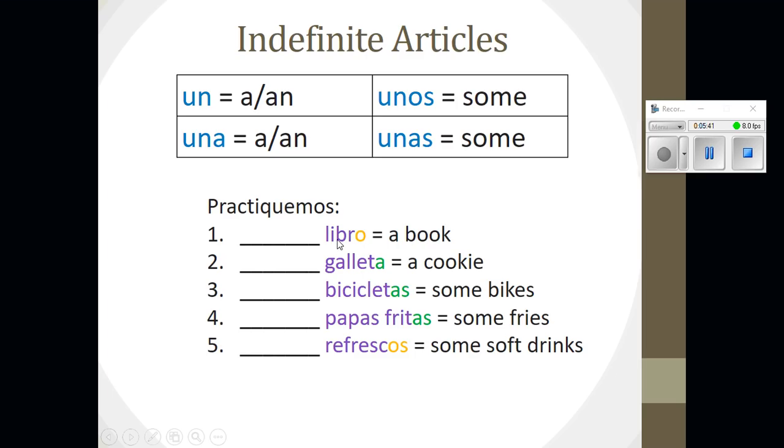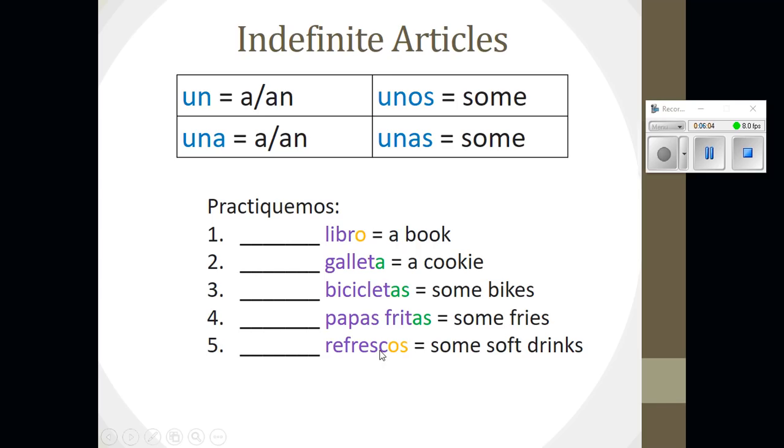Okay, so if we wanted to say a book, because you wouldn't say some book, you need a singular one here, right? So because it ends in an O, it tells us it's masculine, and that it also is singular. So we would use un libro to say a book. Galleta is feminine, so we would say una galleta to say a cookie.